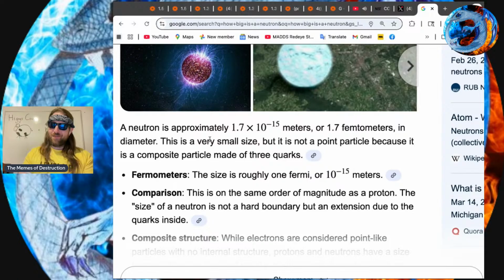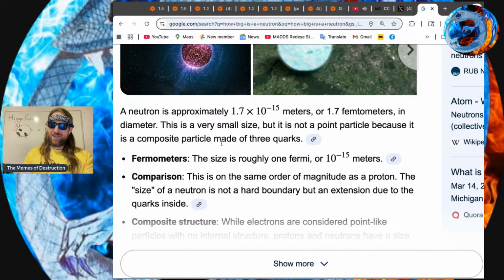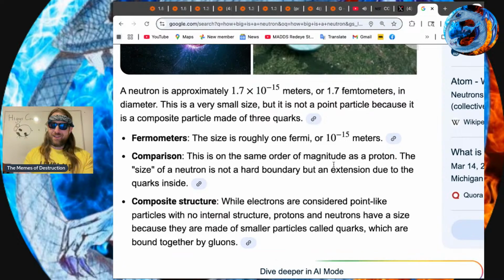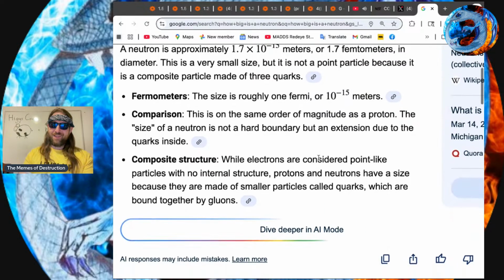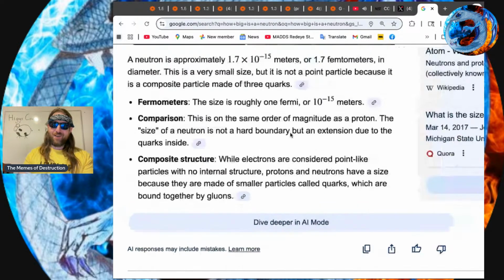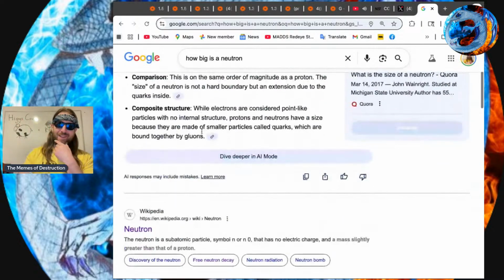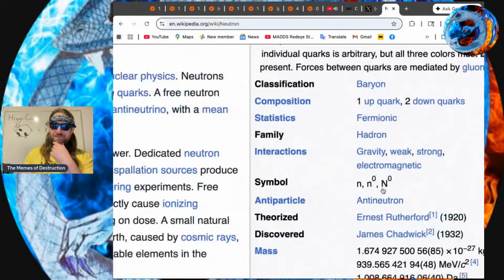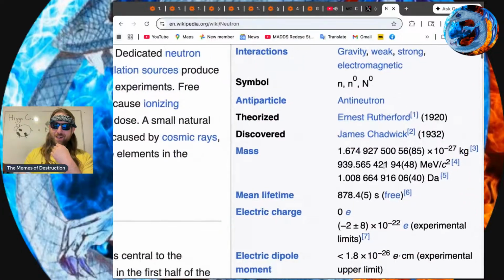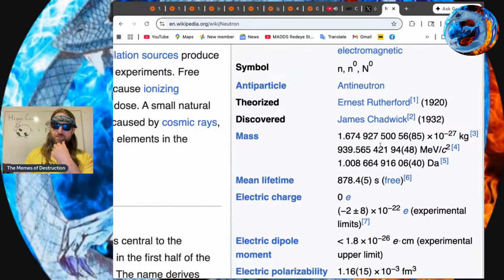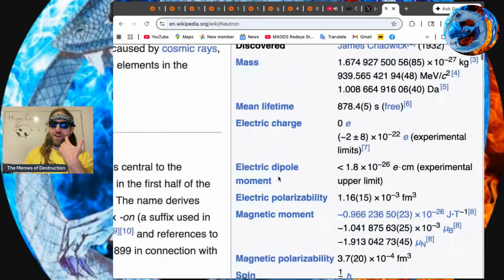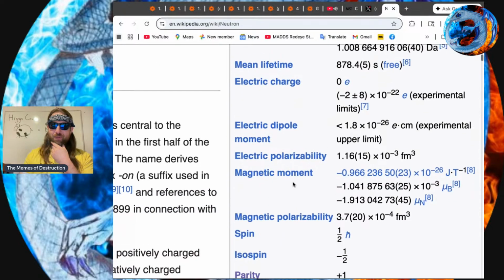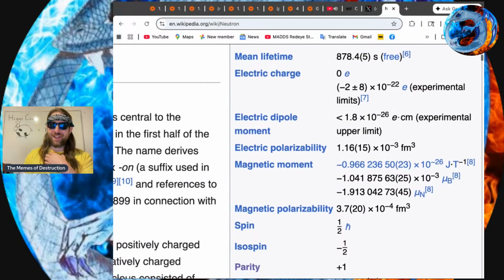So about 1.7. It's on the same order of magnitude, not a hard boundary, because there's different stuff going on. Okay, so mass. We get a bunch of digits for the mass. It's charge, all these different quantum parameters and everything.